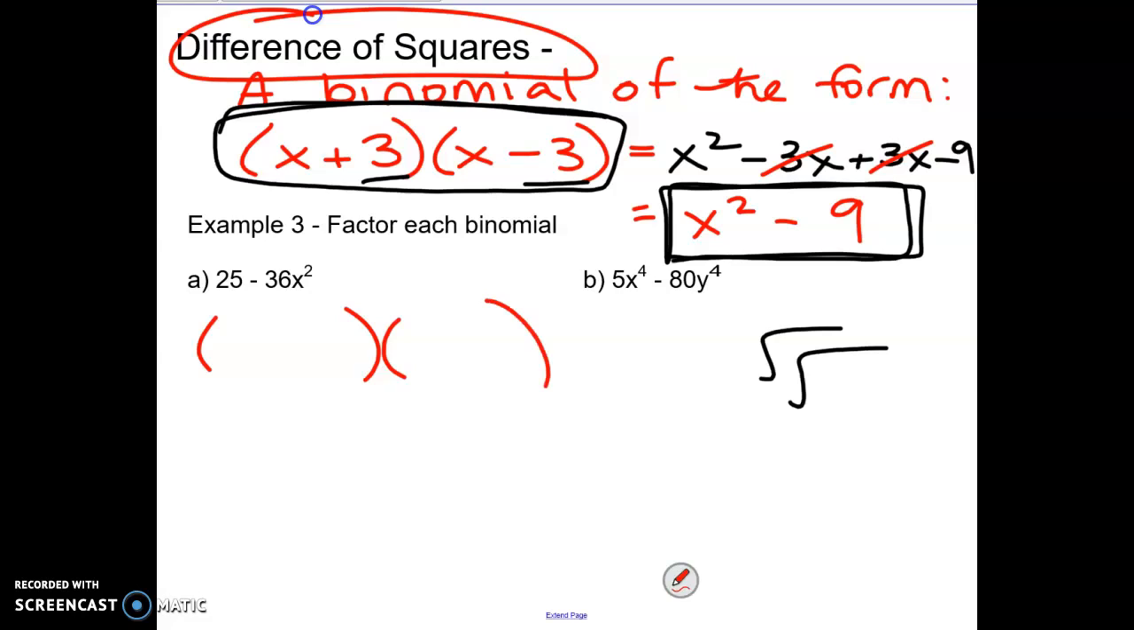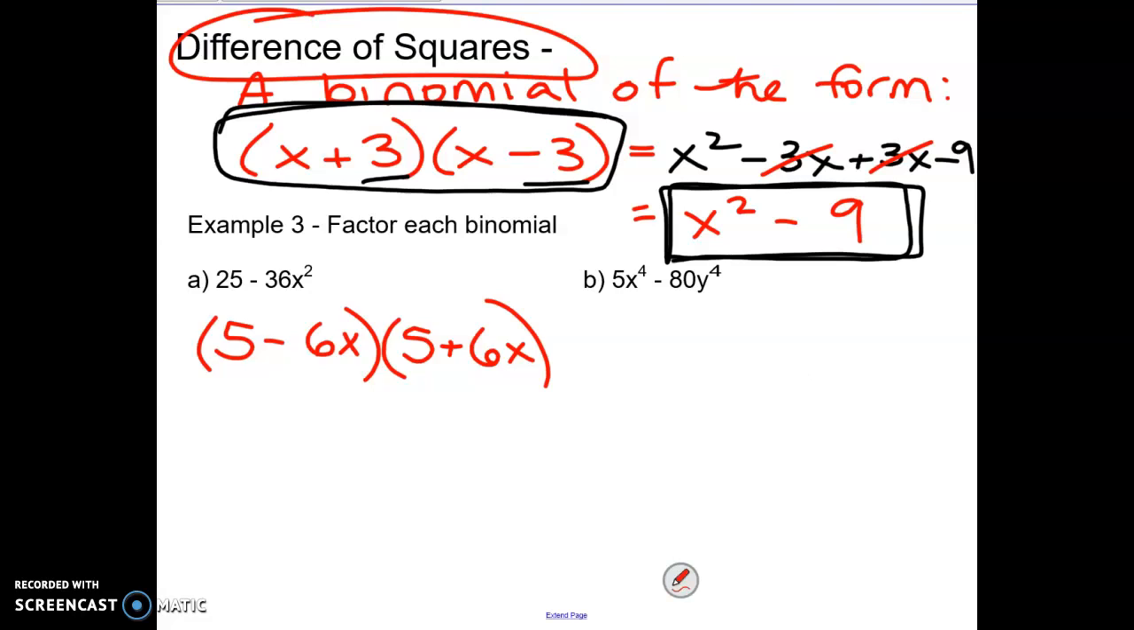So all I have to do then is square root the front and put it in the front, square root the back and put it in the back, and then my signs have to be different. So again, it's a difference of squares, so your signs in your answer will be different. Okay? It does not matter if the plus sign goes first and the negative sign goes after, or vice versa. The signs just have to be different.